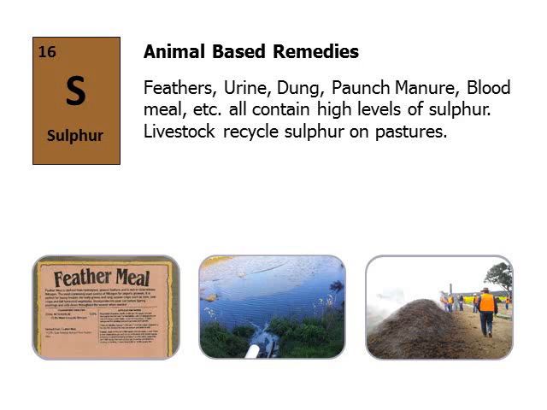So here's some animal-based remedies. There's going to be plenty of sulfur in feathers, particularly in urine, dung, paunch manure, blood meal. All of these things contain high levels of sulfur. This is an effluent pond, for example.